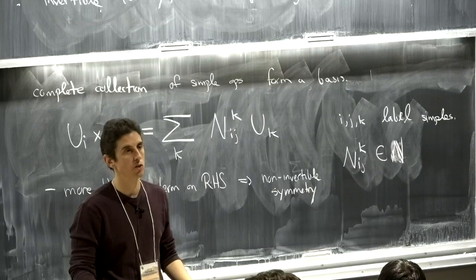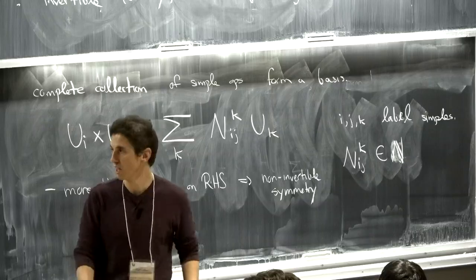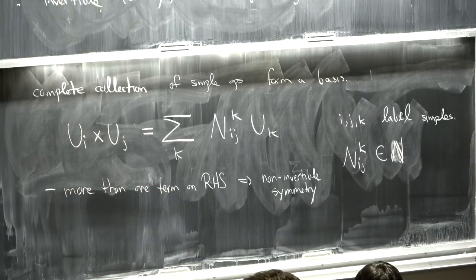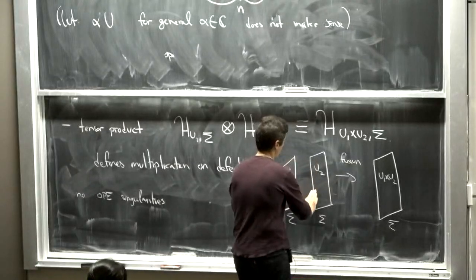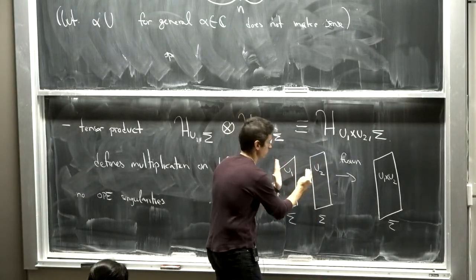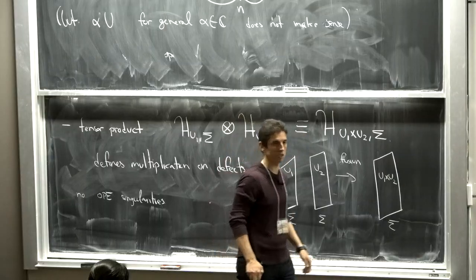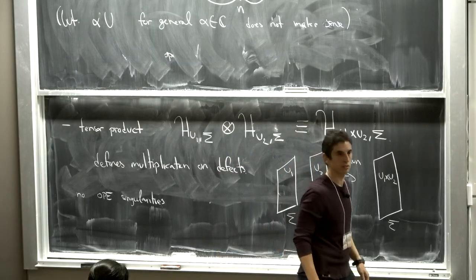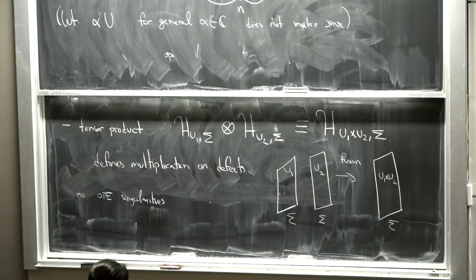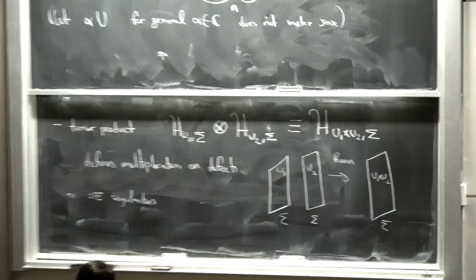What is the definition of U1 times U2? Yes, so the definition is what's on the board here. If you have two topological defects, you just quantize the theory with them split a little bit apart. Whatever you get, that's the definition of the Hilbert space for U1 times U2.